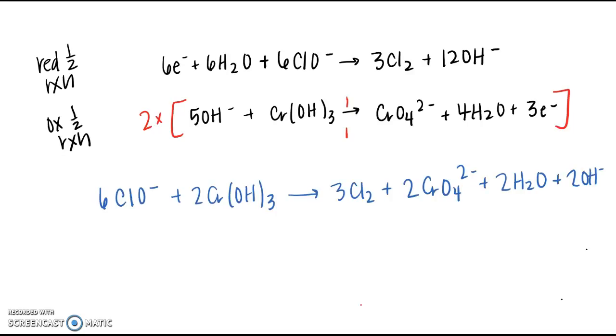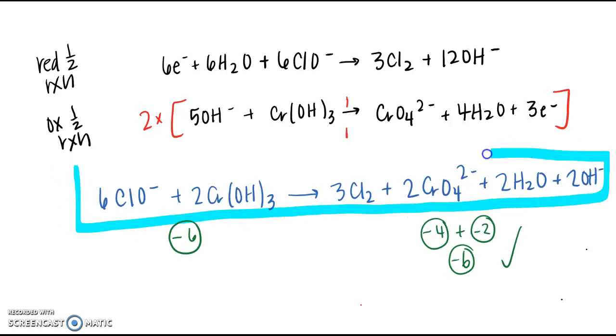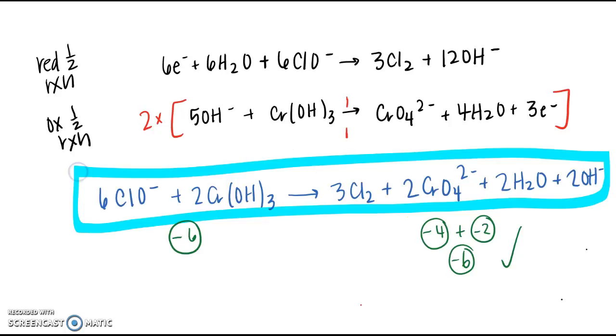Remember, 2 ways to double check. The total charge, if you were adding up all the oxidation numbers, this side is a -6, this side is a -4 plus a -2, so this side is -6 also. So check that. And if you count atoms, they are all balanced as well. So this is your overall redox equation under basic conditions for this reaction.